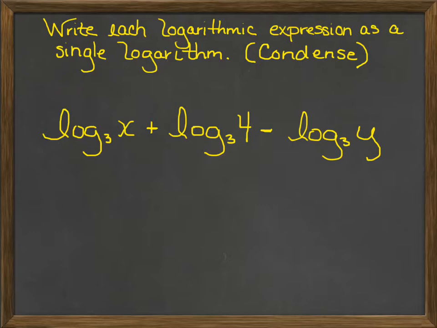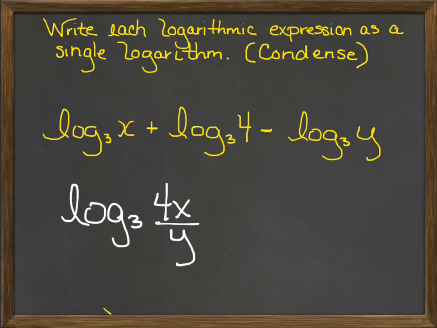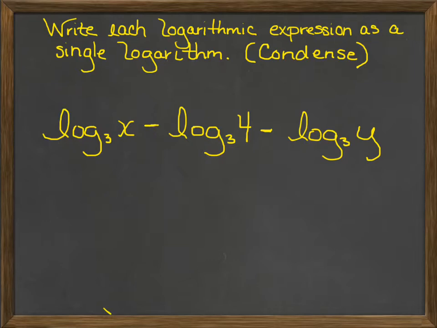Here's a triple e. You only get to write that once. You have a couple pluses. You have a plus and a minus. So we're going to have the 4x multiplying. Minus means divide. Okay, now we have a couple minuses.